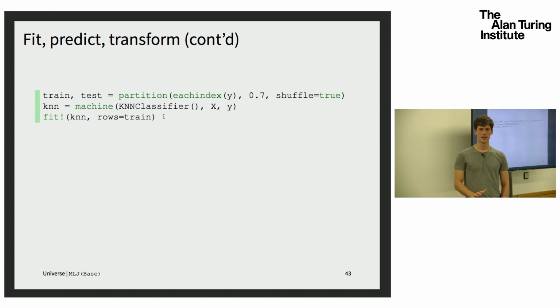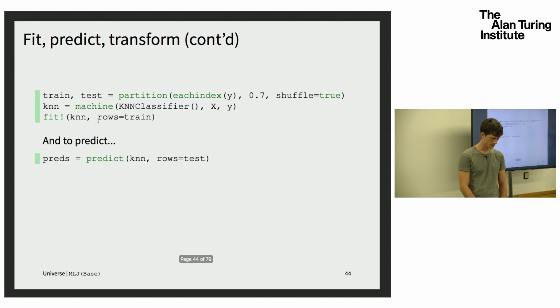You don't specify that in the machine. So in the machine, you just say you will draw your data from that spot, okay? But when you fit it, you say, I only want you to fit on the rows that correspond to the training rows. Is that clear? So the machine wraps around the full data, and then when you fit, you specify which specific data you want.